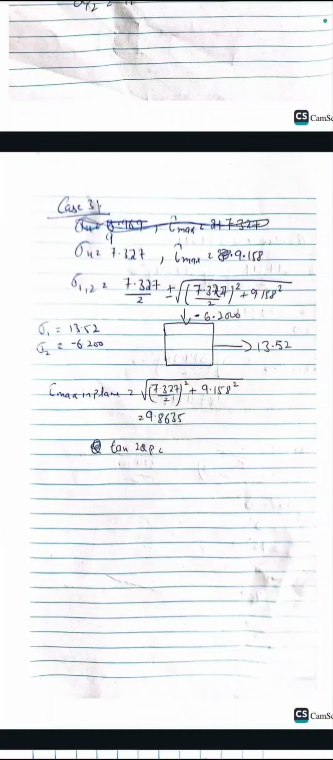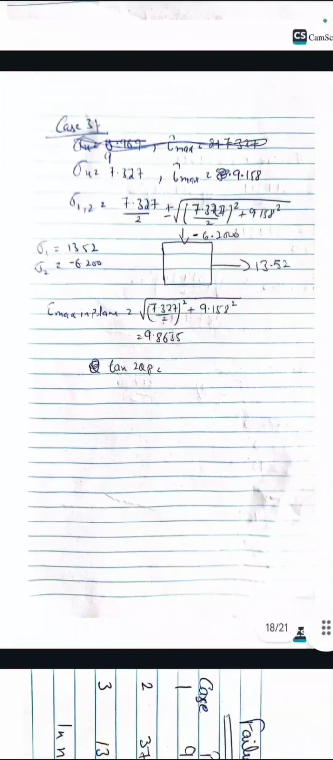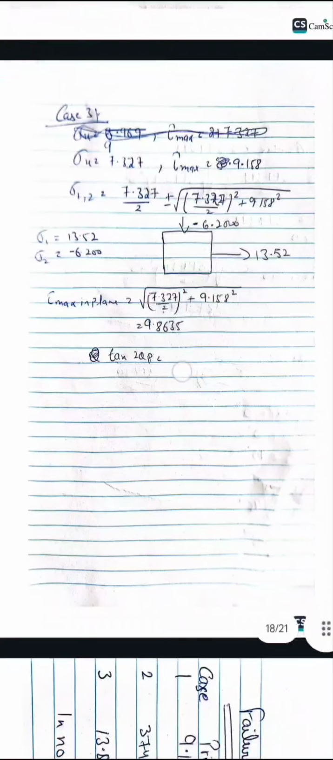And we therefore go to our case 3, where we have both sigma x and tau max. We plug in the values to get the answer. We use the similar formula, and the answer that came out was sigma 1 is equal to 13.52, which came out by adding, having the plus sign in between, and sigma 2 came out by subtracting, which we got negative 6.200. And I've defined how the forces act upon the structure, and we calculate the tau max in-plane, and we plug in the values. We get the answer 9.8635 MPa.